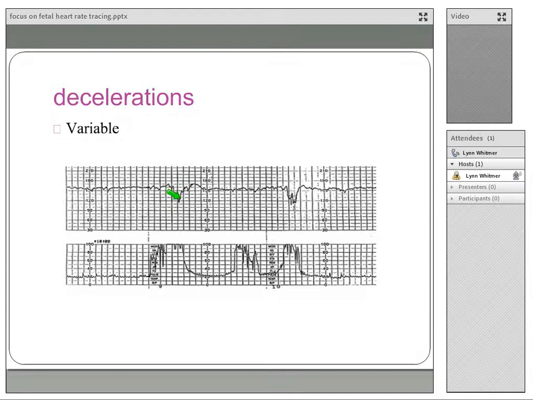The cord is being compressed and the oxygen supply to the baby is being cut off. But as soon as the cord is released, you see the oxygen comes back up and the baby goes on about his merry way. And in fact, he has relatively good variability here, moderate to even marked variability. But again, when another contraction hits, for some reason that cord is in the way, and it is a drastic, dramatic drop in fetal heart rate, but return to baseline once the contraction is over. So variable decelerations are equated to cord compression.